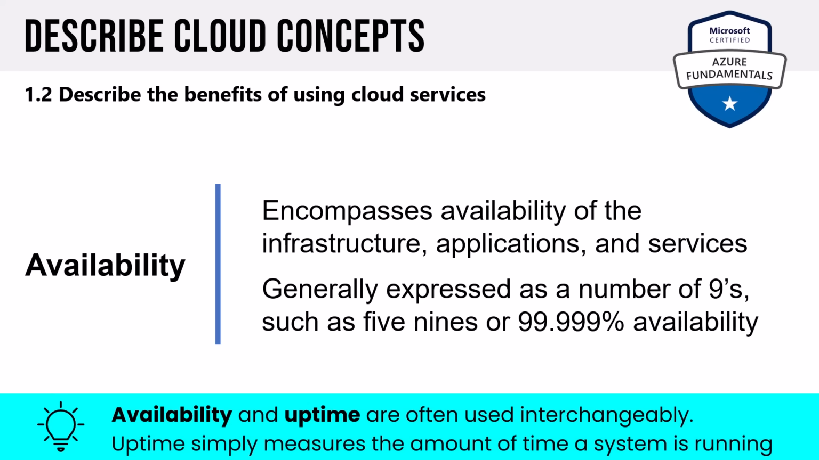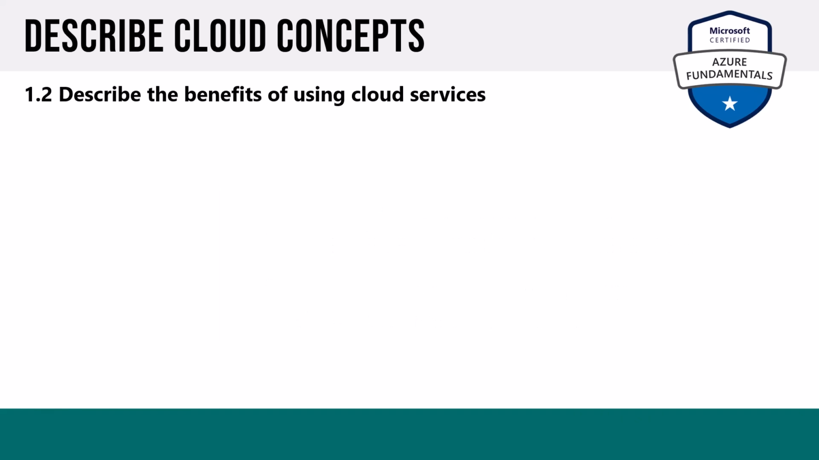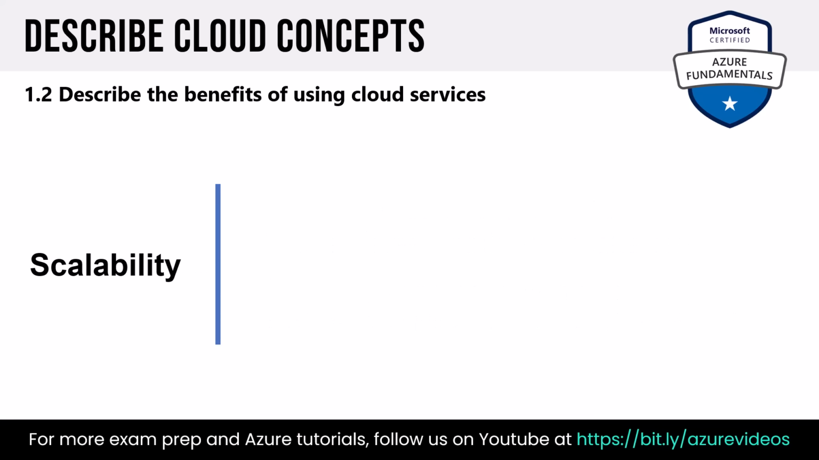Uptime simply measures the amount of time a system is running. In the IaaS world, for example, I can have a virtual machine that's running for a week, but maybe my application, my website, etc. that's running on that VM is not available for 5 or 6 hours of that time. So I might have had 5 nines of uptime, but I certainly didn't have 5 nines of availability in that situation.